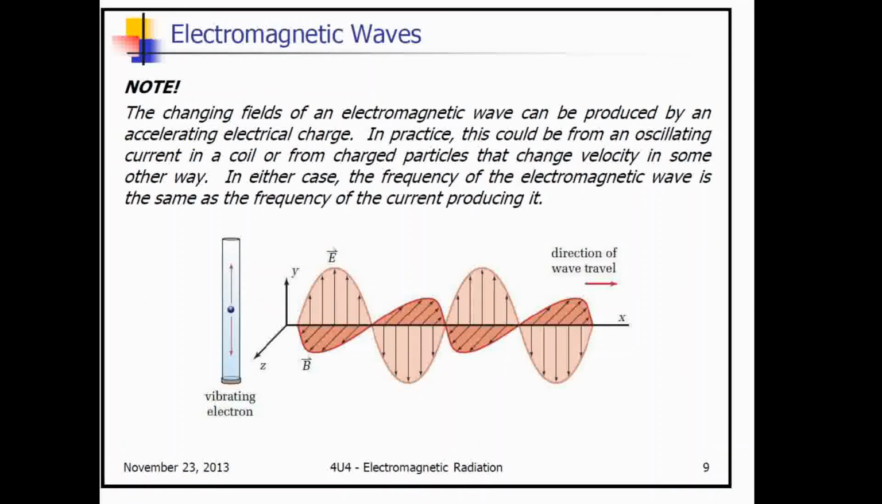So I'd already mentioned this, but I'll just read through these slides. It says the changing fields of an electromagnetic wave can be produced by an accelerating electric charge. In practice, this could be from an oscillating current in a coil or from charged particles that change velocity in some other way. In either case, the frequency of the electromagnetic wave is the same as the frequency of the current producing it. So if we look at the vibrating electron, the frequency at which the electron vibrates will be the frequency of the wave.